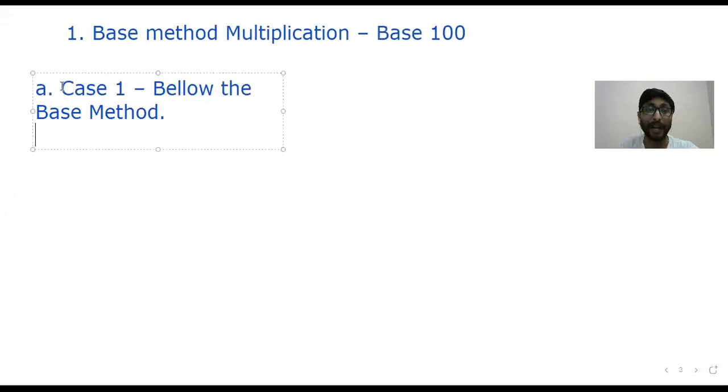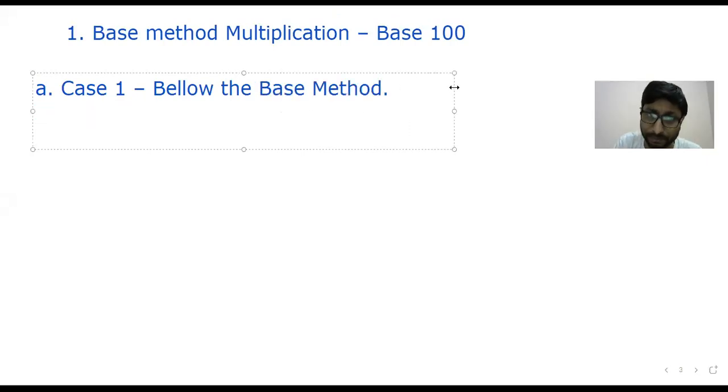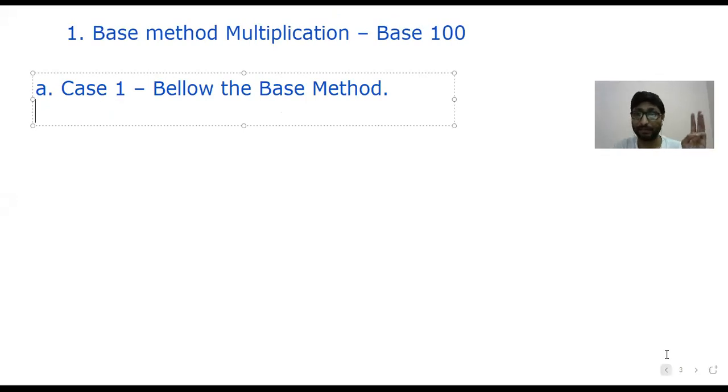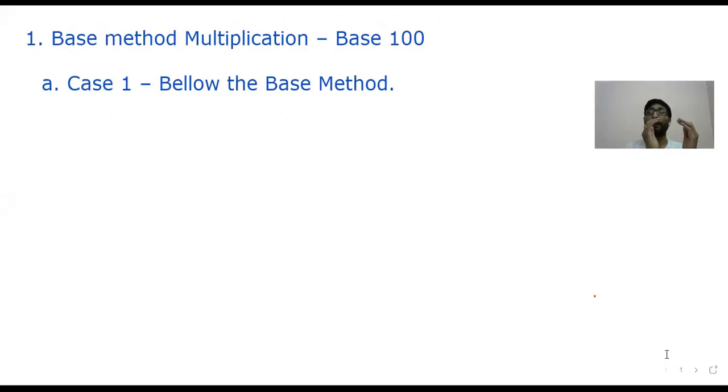And in the base method, for every base number, we have three cases. Case one is below the base number. The base number here is 100, so let's start with 100. If you understand below the base method, and then above the base method, you'll understand the differences. Three methods will be there: one is below the base, one is above the base, and the third method is one number above the base and one number below the base.